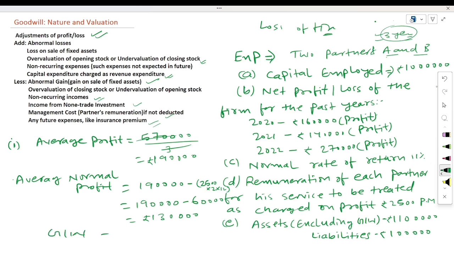Goodwill is equal to average profit into number of year purchase. Your average profit is 130,000, and for number of year purchase you are purchasing for 3 years. So we will write here 3,90,000 will be the value of goodwill under the average profit method. Now come to the another method, which was super profit method.